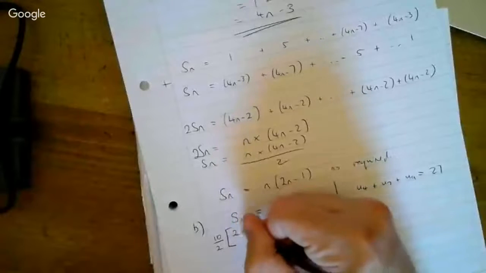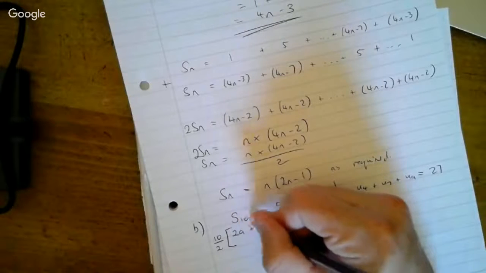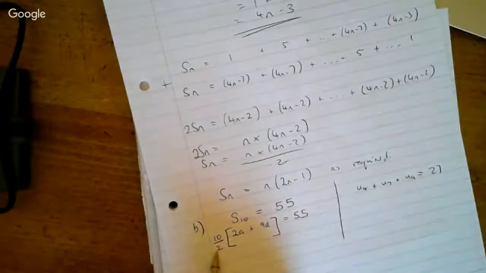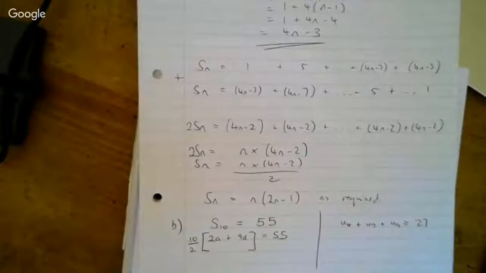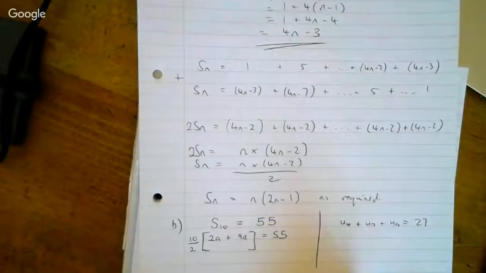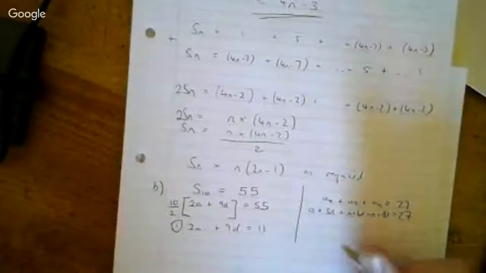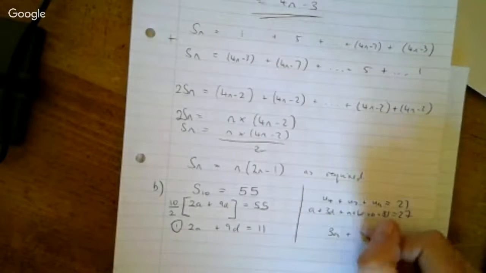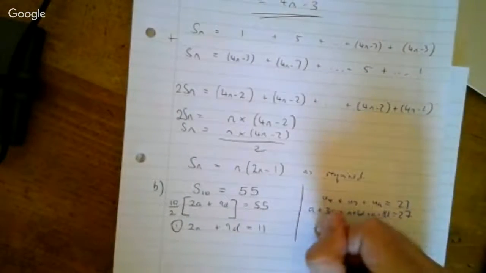So it's n over 2, 2a, n is 10, so it's going to be plus 9d is equal to 55. Now 10 divided by 2 is 5, isn't it? You know that, 10 divided by 2 is 5. So I'm going to bring this times by 5 over here and divide by 5 to get 2a plus 9d is equal to 11. And that's my first equation. Arithmetic, I know that it's going to be a plus 3d, a plus 6d, and a plus 8d is equal to 27. I'm then going to get 3a plus 17d is equal to 27. And that's my second equation.